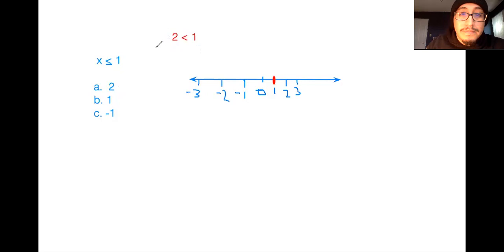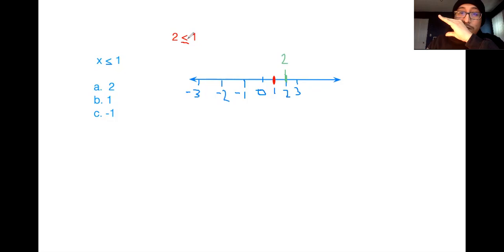So is that going to be true? All right, let's put our 2 on our number line. Let's see. Our 2 is going to be right over here. There you go, 2 is right here. So is our 2 less than or equal to 1? Because remember, the inequality is eating the 1, so the 1 has to be the biggest number.